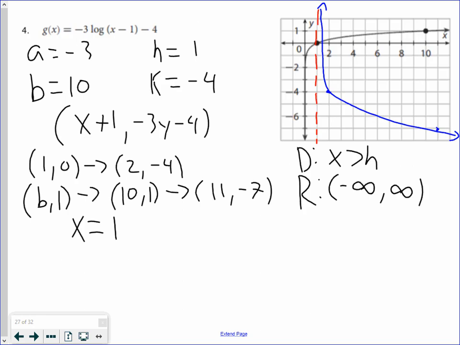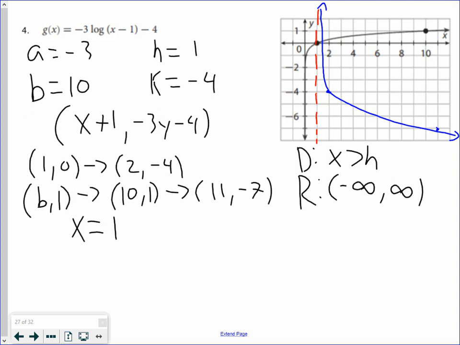All right, so this is what you should have gotten for number 4. Our A is -3, our H is 1, our B is 10. Since we're not given a base for this log, that means we can assume that's the common logarithm. It's so common we don't need to write out the base. So our base is 10, and our K is -4. Our transformation rule is going to be x plus h, so in this case x plus 1, then ay plus k, so -3 times y minus 4.